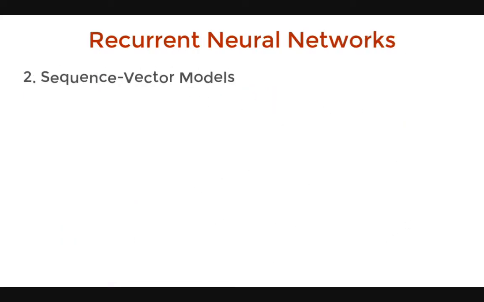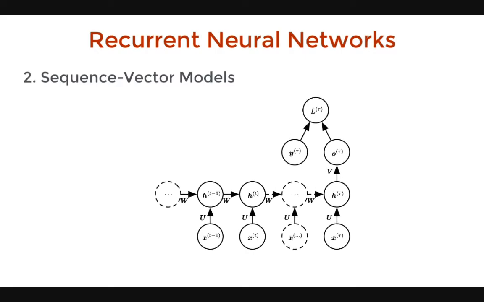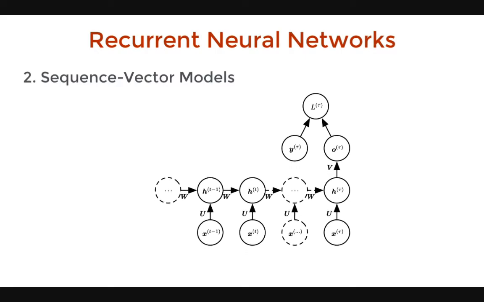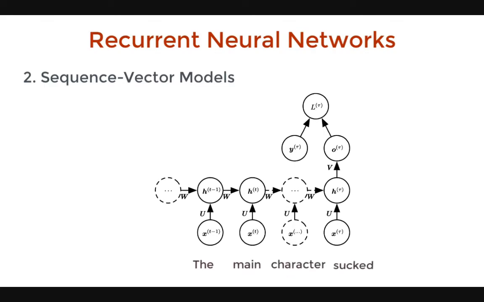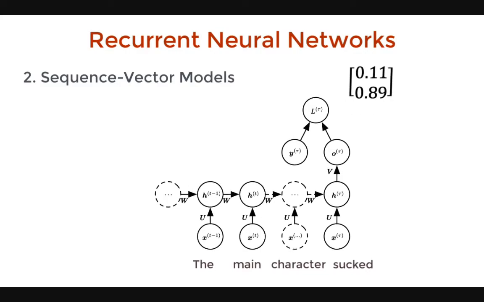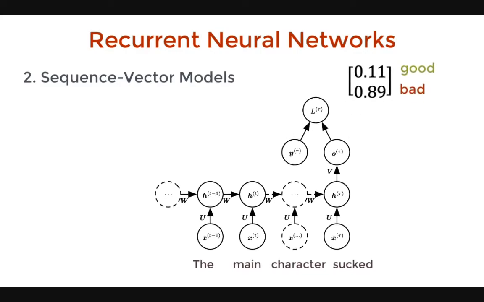The second type is a sequence-to-vector model. These neural networks take in a sequence as input and spit out a fixed-length vector. In sentiment analysis, the movie review is an input, and a fixed-size vector is the output indicating how good or bad this person thought the movie was.